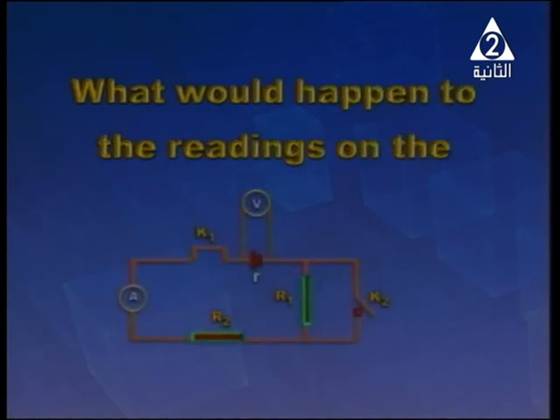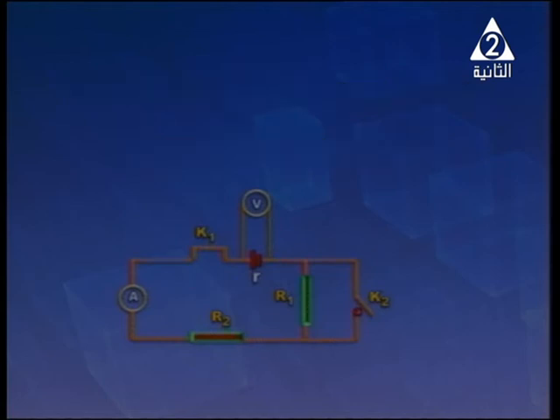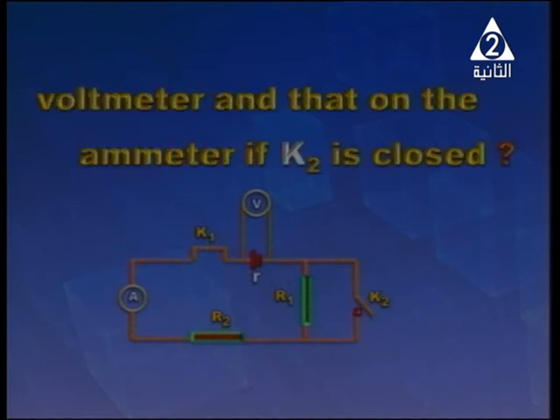Another example: what would happen to the readings on the voltmeter and the ammeter when the switch, key 2, is closed? When the switch is closed, we are disconnecting R1. The resistance denoted by R1 is eliminated, removed from the circuit. So we are decreasing the resistance, so the current must increase. So the reading on the ammeter should increase.